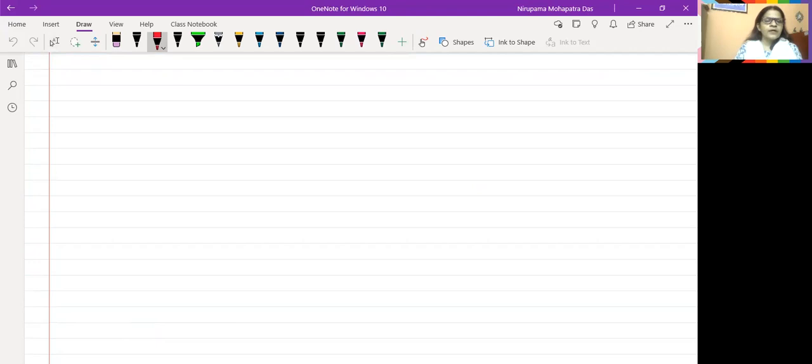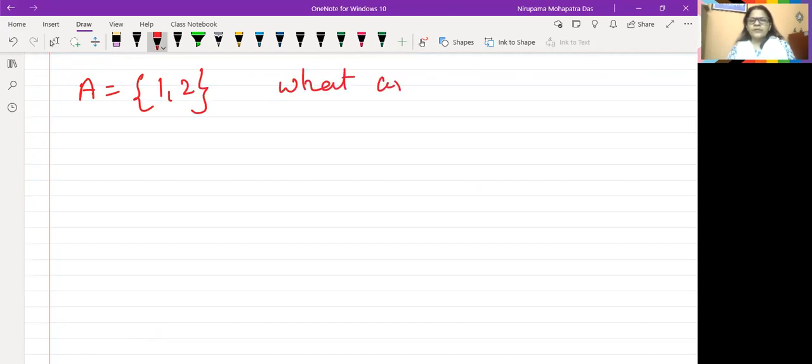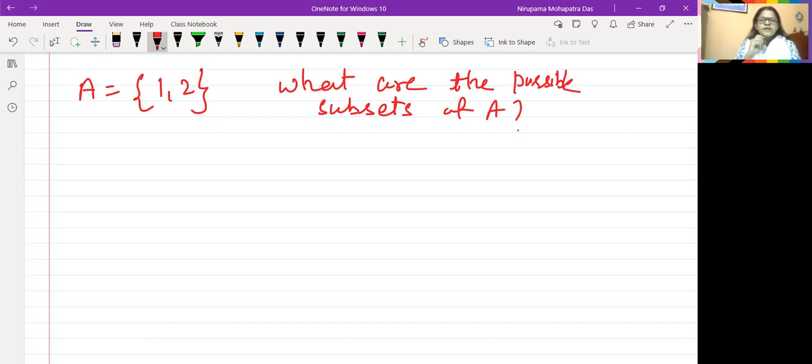Okay. Then whenever you are given, suppose for example, we are given A that is equal to, maybe I can write here 2 elements. Okay. So now the thing I want to ask you: how many subsets are possible? What are the possible subsets of A? Okay, this is the question. So we have to find all possible subsets of A.